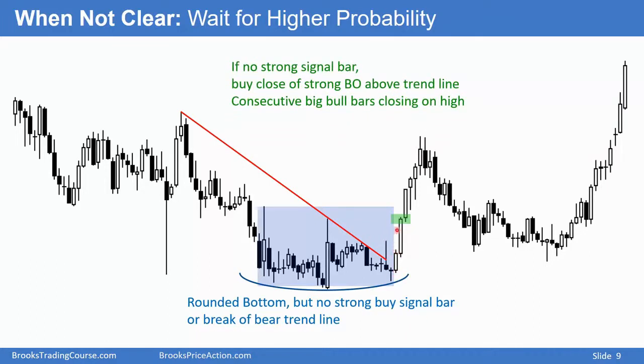However, here we have a pair of very big bull bars closing on their highs. Probably at this point, the market's always in long, and we're going at least a little bit higher, probably at least for a measured move up, maybe based upon the height of the trading range, maybe based upon the height of these 2 bars, the open of this bar to the close of that bar.